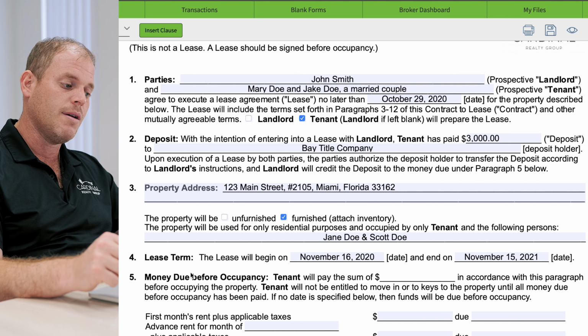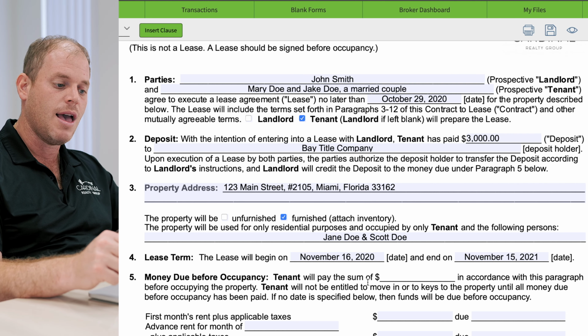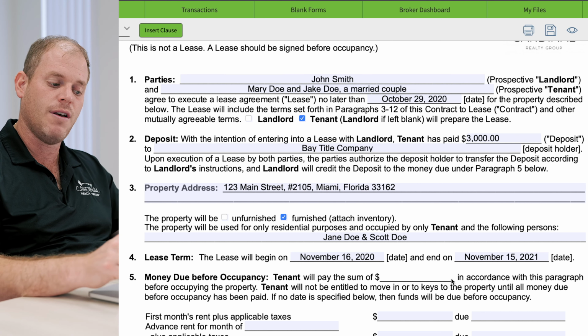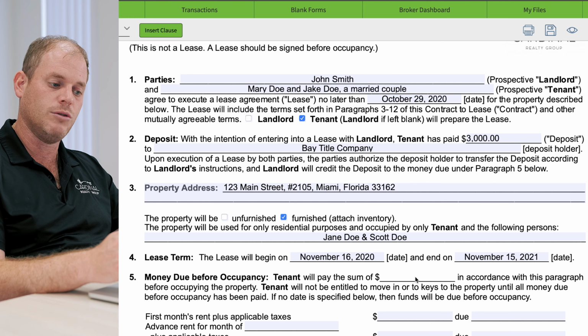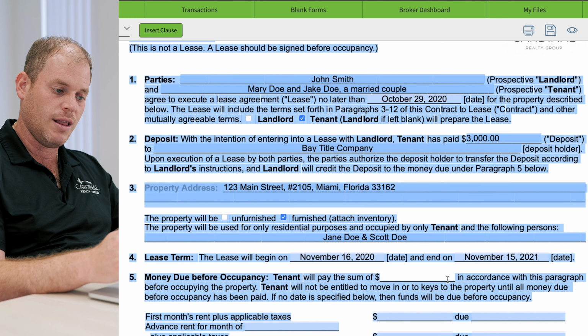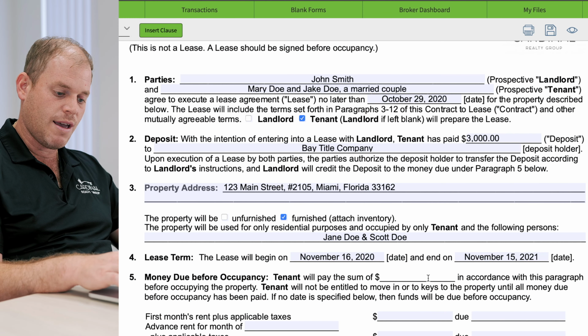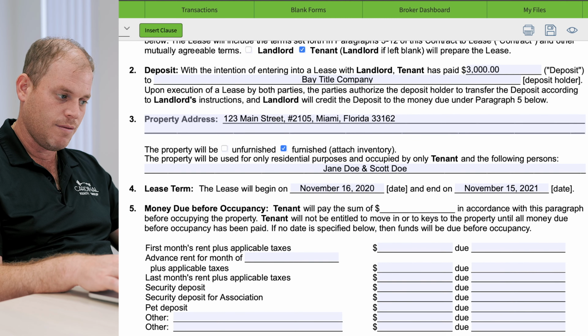Paragraph 5, money due before occupancy. Okay, tenant will pay the sum of, and if you notice, it's not letting me fill in anything here. I can try to type, but it won't let me because this field will automatically fill in when I fill in the fields down here, right? Typically speaking, in South Florida, when someone wants to rent a property, they're going to have to pay the landlord first month's rent, last month's rent, and security deposit.